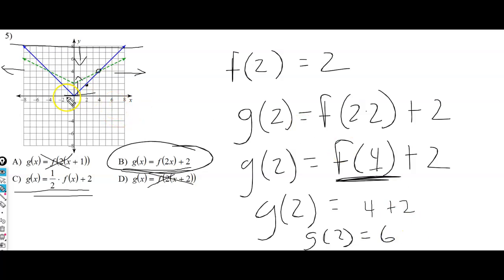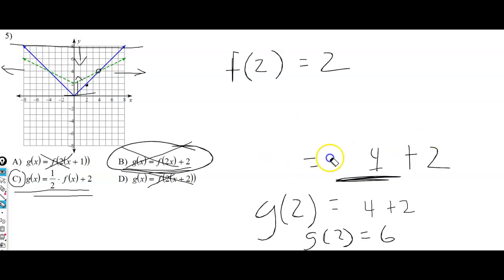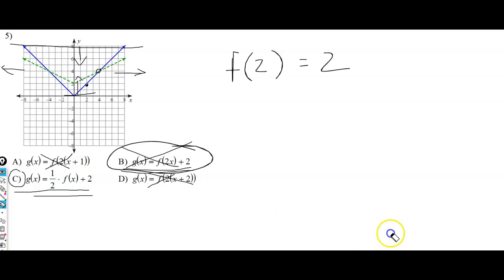So that means that at x equals 2, the green line should be at y equals 6. Is it? And the answer is no. 6 is up here. So it's not that one. So we already know it has to be C. But just to kind of demonstrate this process again, I'll go through this one for you, just to show you that it works. But you don't really need to because we already know what the answer is, right? But let's do it again here.